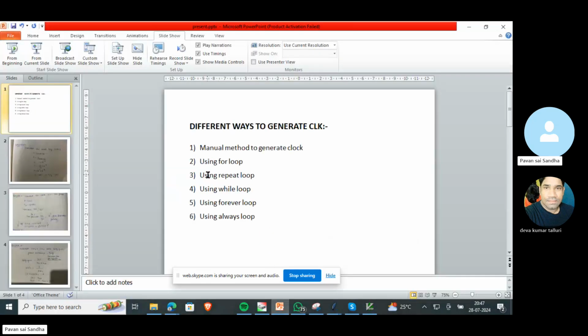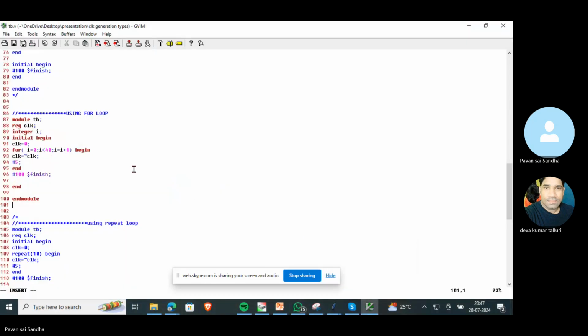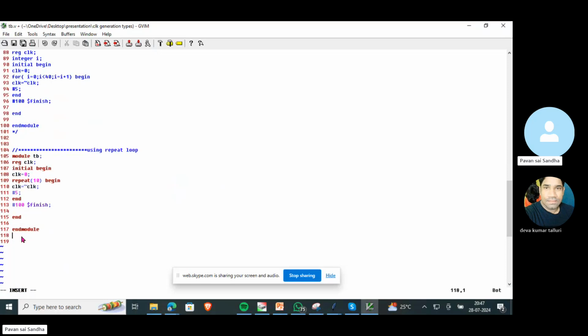This method is using a repeat loop, which is also a manual method. I'll make it a comment. Repeat loop. Here also we have to declare how many times we have to perform the iteration, and here we declare the clock as reg and initialize it with 0, and repeat this loop for 10 iterations, and for each iteration the clock will be negated every 5 seconds, and the simulation will end at 100 nanoseconds.